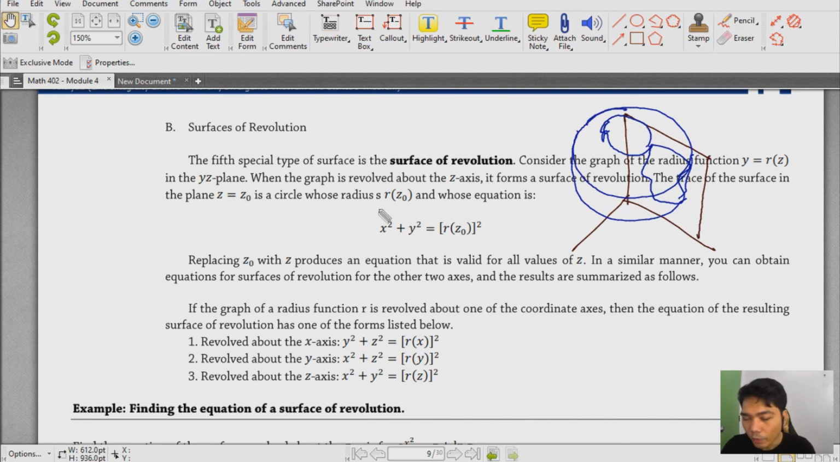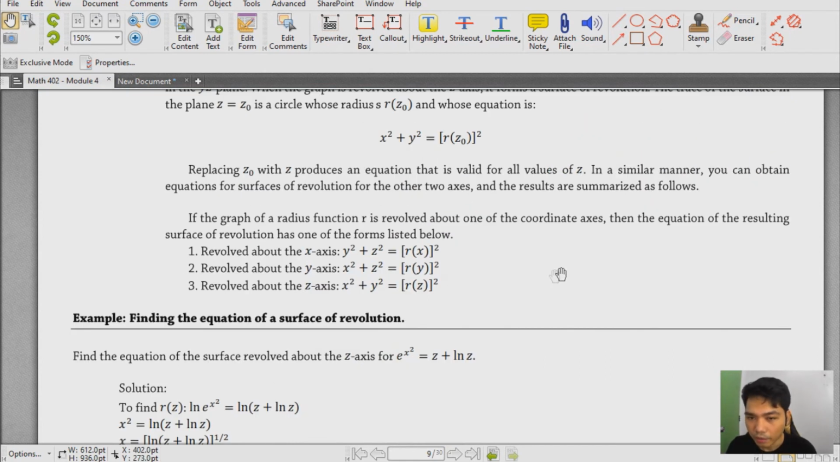And then sabi natin, when the graph is revolved about the z-axis, the trace of the surface of revolution on this z is actually a circle. Tama naman kasi pabilog lang yung revolution natin. So therefore, kung circle yon, we could generalize that the equation for this circle would be x squared plus y squared is equal to the radius squared, which in this case is simply given by the equation itself whose expression is r of z sub o, which in turn yung z sub o natin is equal to z.